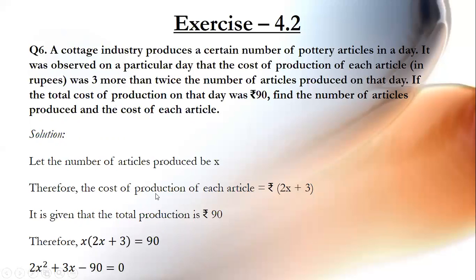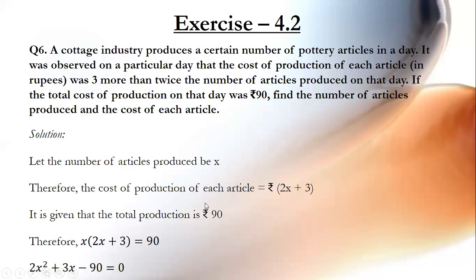So the cost of production of each article will be 2x plus 3. Why? 3 more than means plus 3. Twice the number of articles. Number of articles is x. Twice means we multiply by 2. So 2 times x plus 3 is the cost of production of each article. So cost of production 2x plus 3.